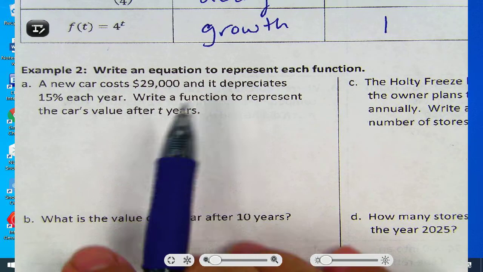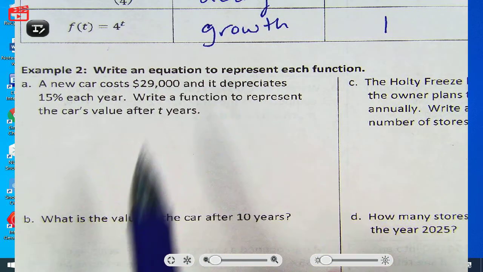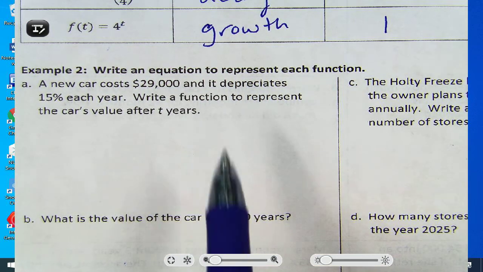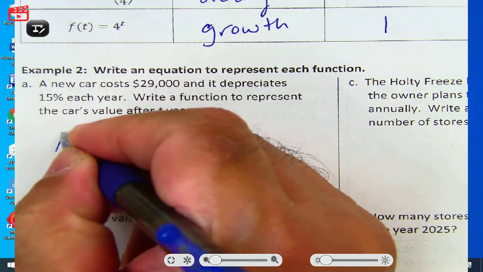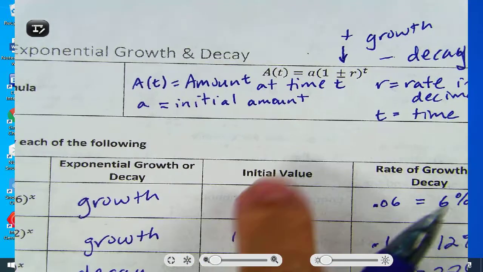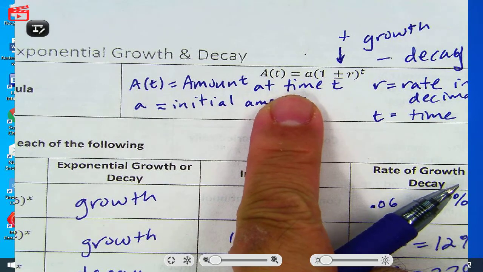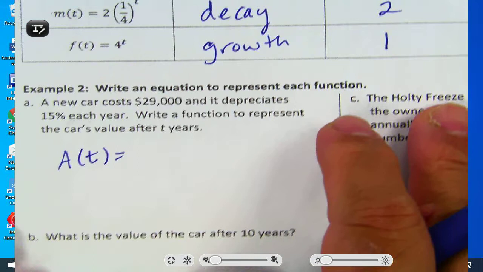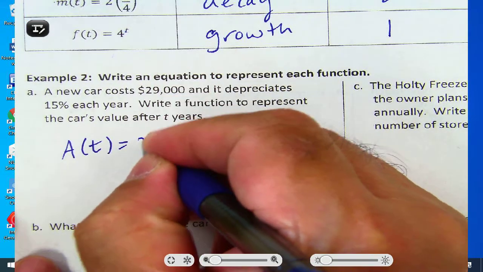Alright, so we're going to write an equation, and then we're going to solve it for something. A new car costs $29,000. So I'm going to write A sub t, using the formula up here to do this, equals 29,000. That's the initial amount.